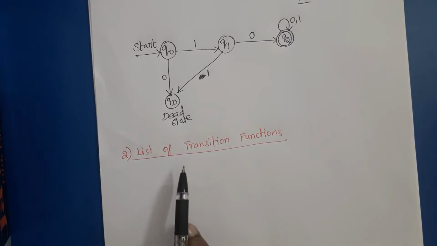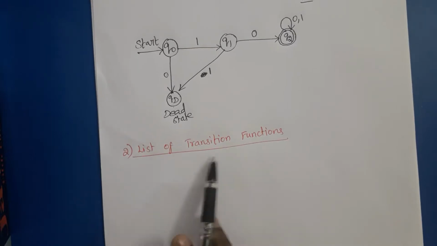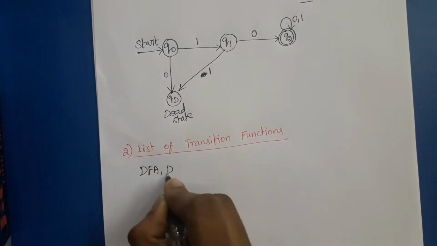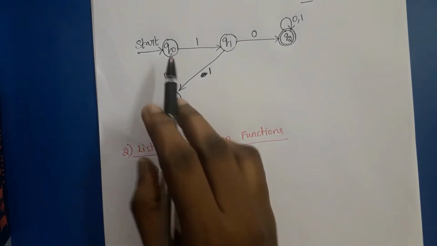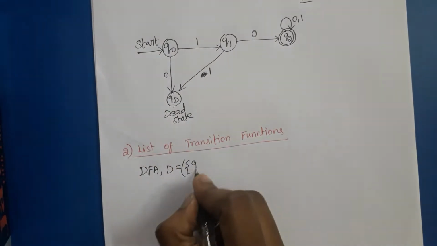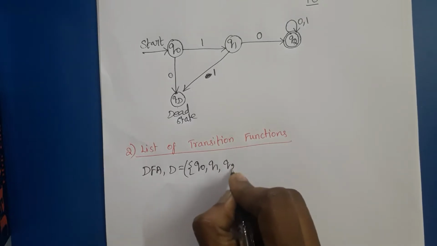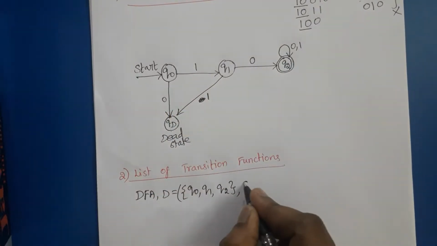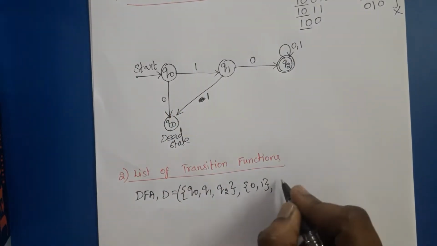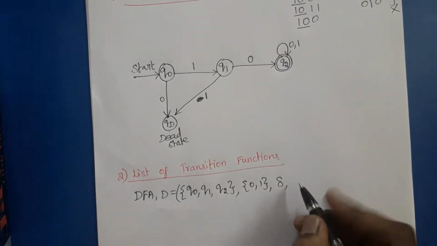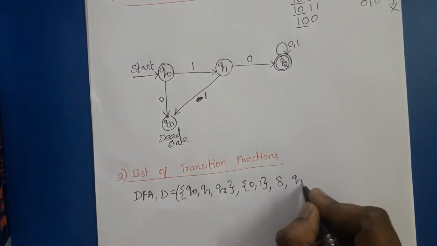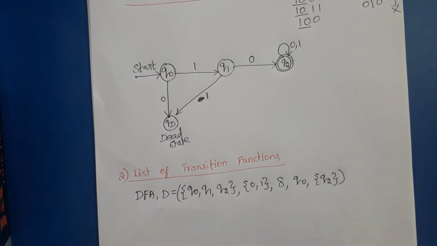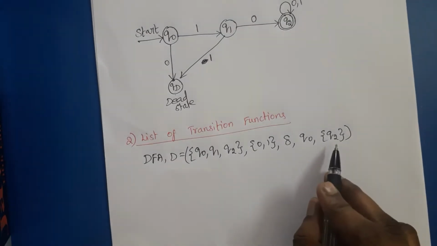The second format is writing a list of transition functions. We can write it like DFA D is equal to the set of states. Here the set of states are Q0, Q1, Q2. There is no need to write the dead state. Then the set of input symbols are 1 and 0. Then the transition function delta should be listed afterwards. Then the start state Q0, and the fifth tuple is the final state. The final state is normally represented with braces because one or more states may be final states.